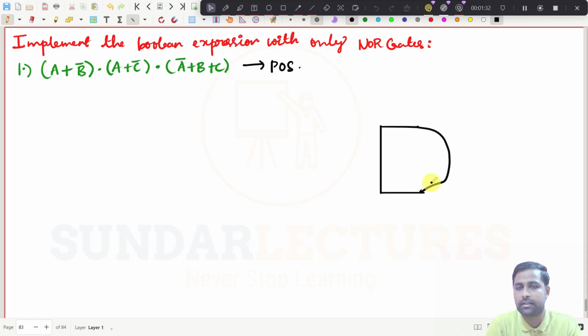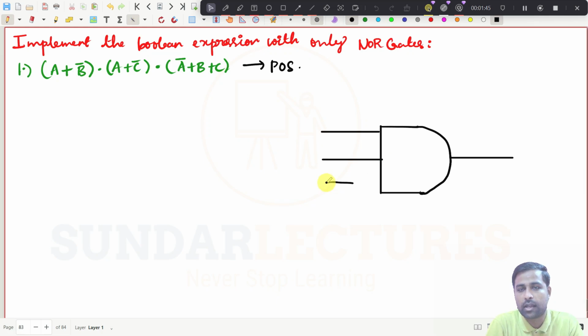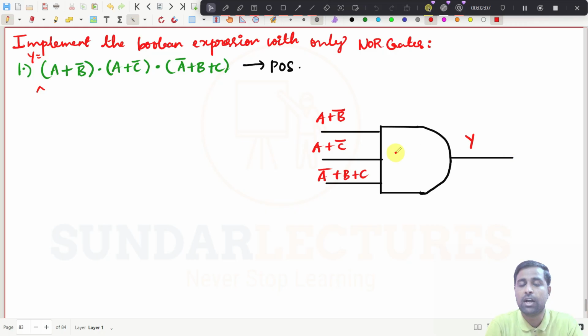I will take less time because we need to start a new topic. This is an AND gate. How many inputs are there? There are 3 inputs: 1, 2, and 3. The first input will be A plus B bar, the second will be A plus C bar, and the third will be A bar plus B plus C. Now this is Y.